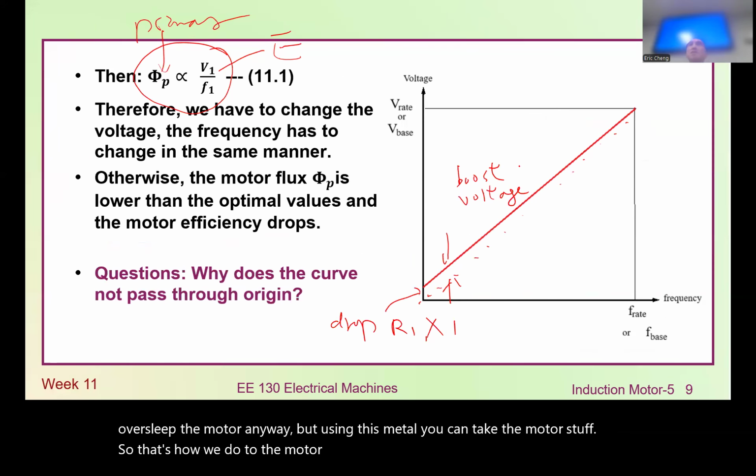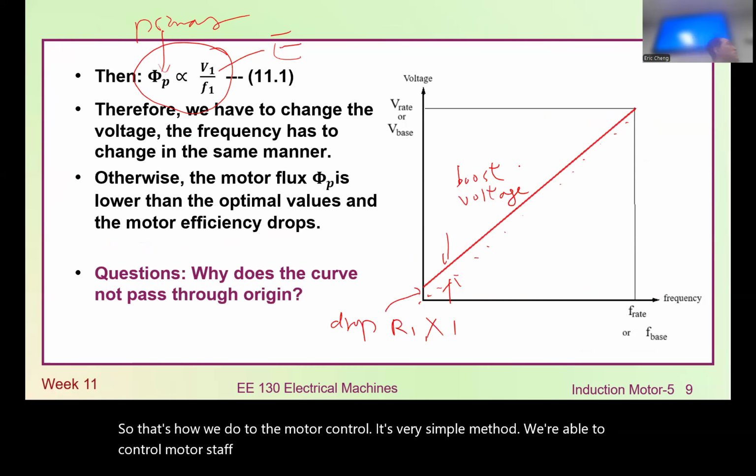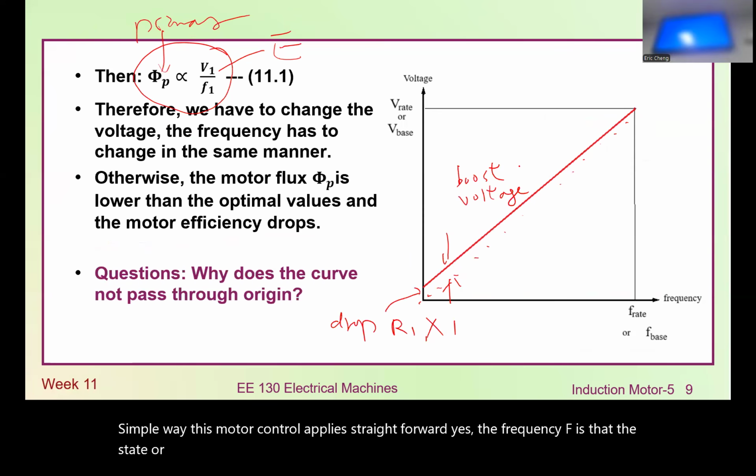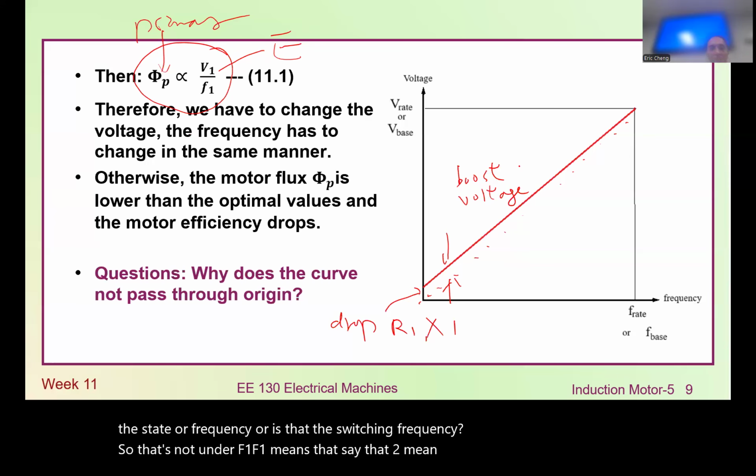It's a very simple method. We're able to control motor start properly. Any question up to this point? Simple, right? This motor control is quite straightforward. Yes. The frequency F, is that the stator frequency or is that the switching frequency? Okay. That's why I use F1. F1 means the stator, 2 means rotor. Yeah, in my rotation form.